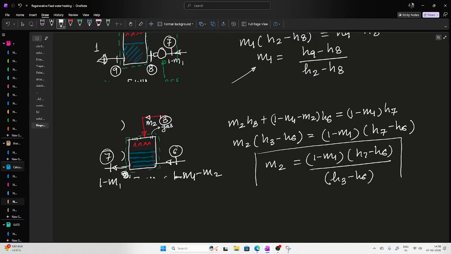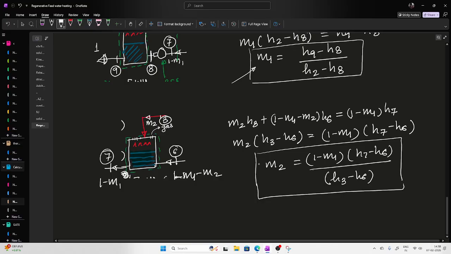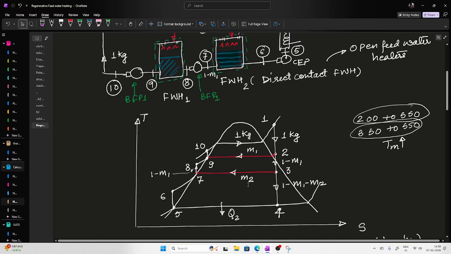And in the analysis, we have to keep one thing in mind: the state after the mixing, that means 7 here and 9 here, will be saturated liquid. So this we should understand.